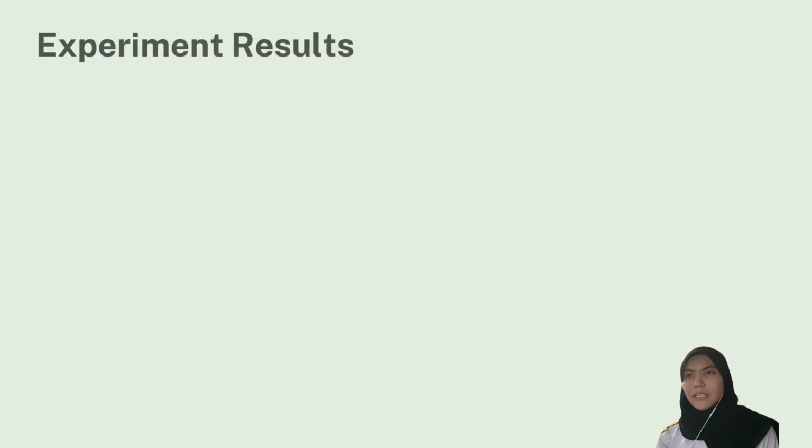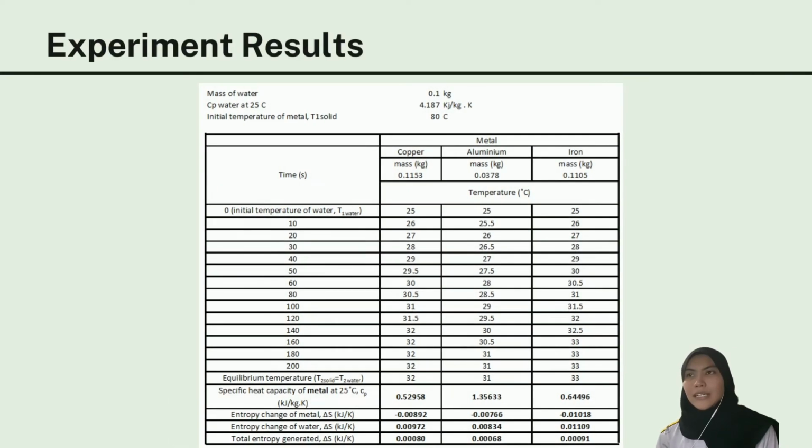And my name is AINA, and I would like to explain about the calculation of this experiment. So in this experiment, the mass of water given is 0.1 kg, which is 100 gram. The specific heat of water at 25 degrees Celsius is 4.187 kJ per kilogram Kelvin.